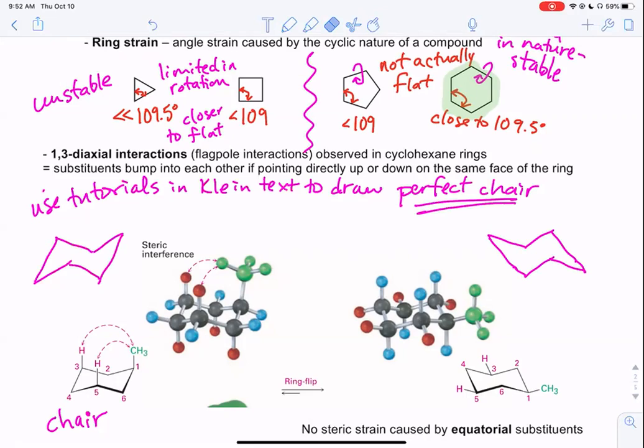And a ring flip is maybe not exactly what you think. It's a little bond rotation. It is not flipping upside down. And this is where I'm very sorry that you can't actually see what I'm doing, but it's not flipping upside down. The idea here is that we are taking, let's just look at one carbon at a time.